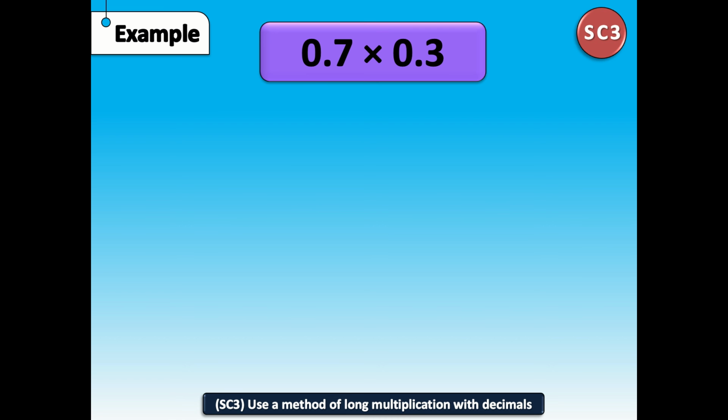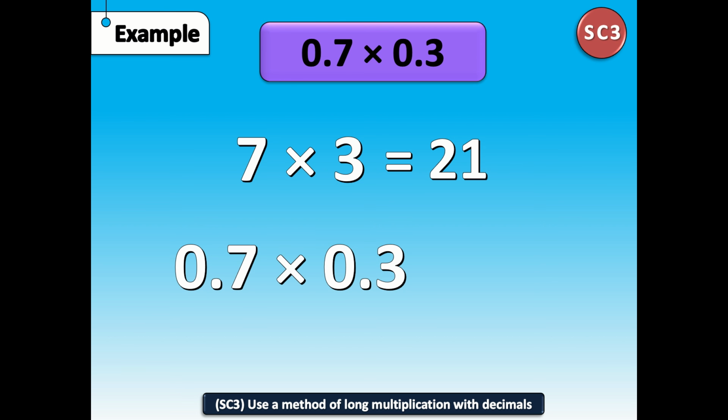If we want to do 0.7 times 0.3, well, we know that 7 times 3 is 21. So if we have a look at 0.7 times 0.3, you can see we have 2 decimal places in the question. So that's how many decimal places we need in the answer. So we need 2 decimal places in our answer, so it's going to be 0.21. Remember, however many decimal places you have in the question, that's how many you need in the final answer.